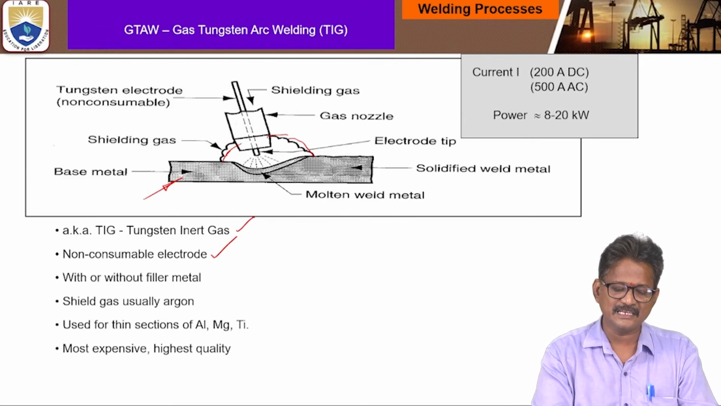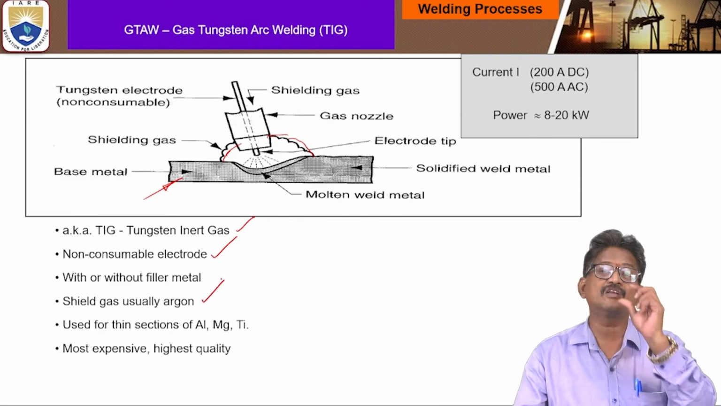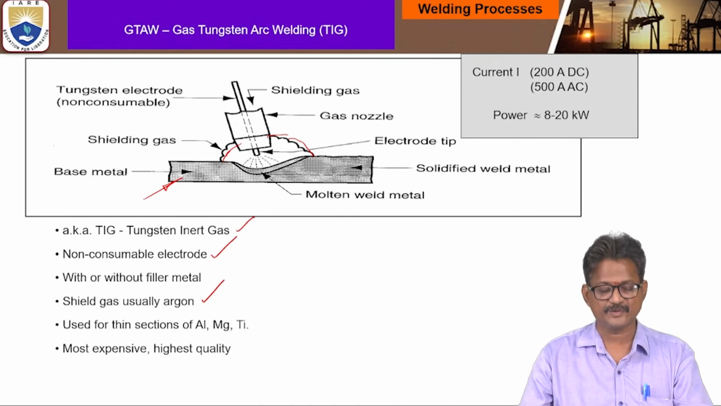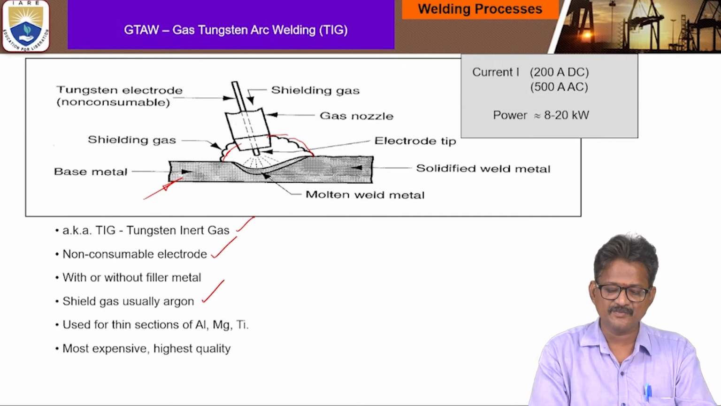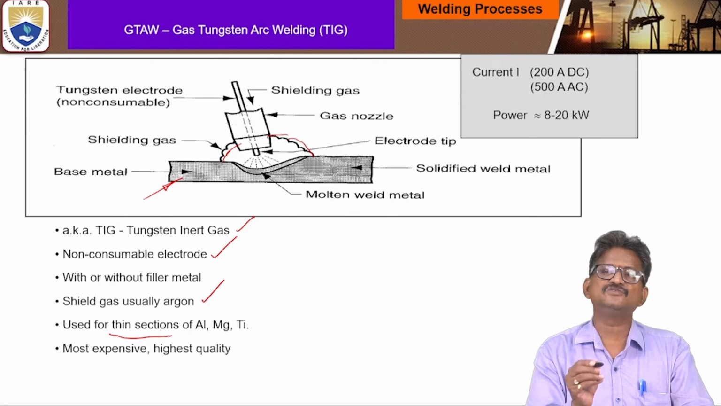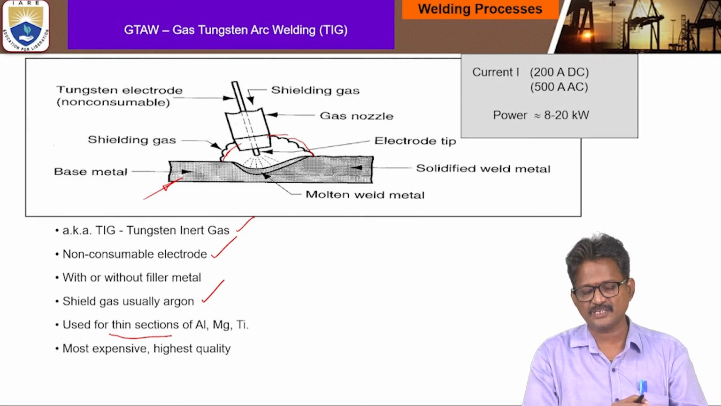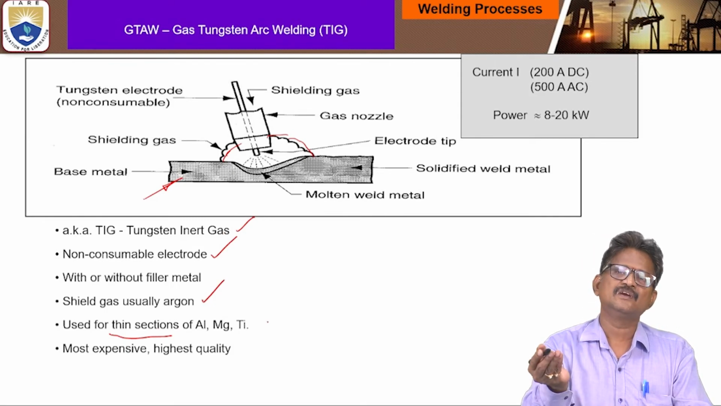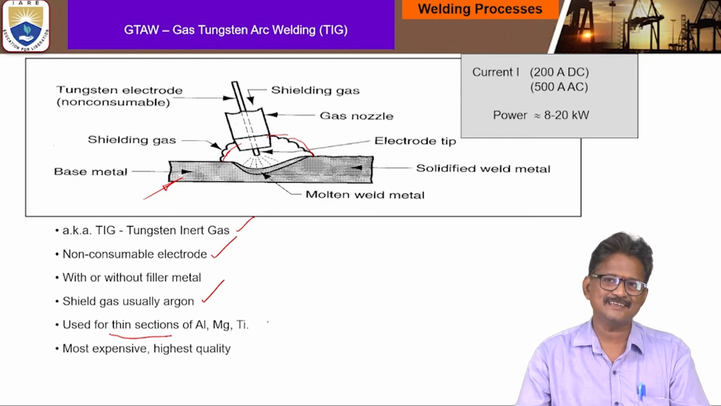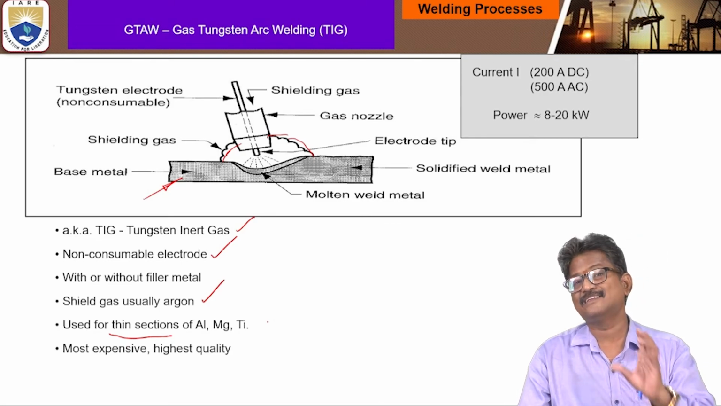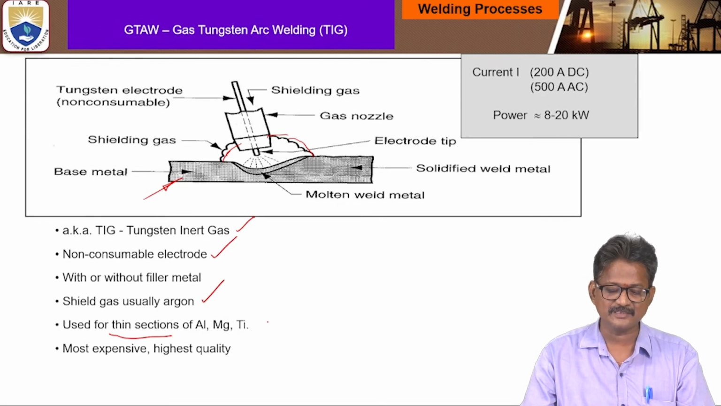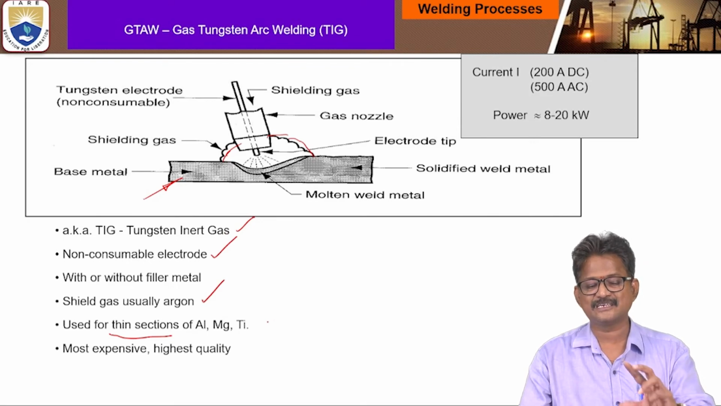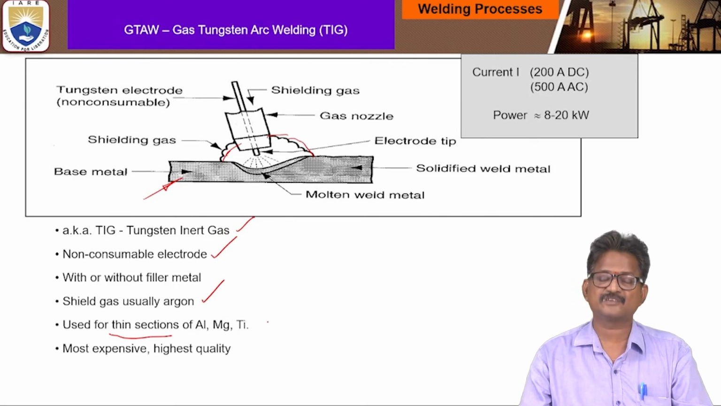Especially the shielding gas, usually argon, is generally used for shielding purposes, and this is especially for very thin sections. It is used for thin sections of metals such as aluminum, magnesium and titanium, which are most widely used in gas tungsten arc welding. This is a little bit expensive process. Why? Because a non-consumable electrode is used, and the setup of the process is somewhat complicated.